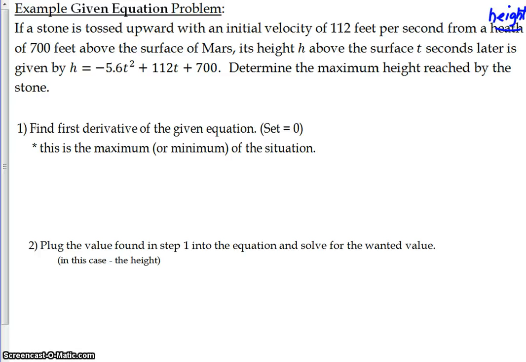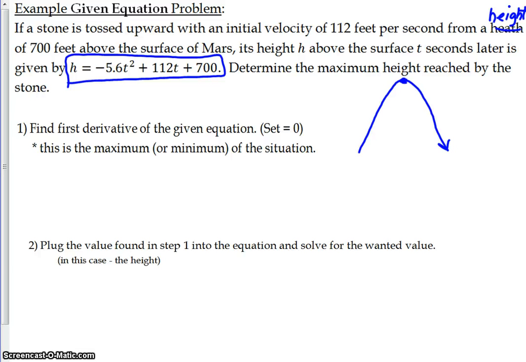So we have a stone on Mars, it's getting thrown up, it goes to a high point and it comes back down. Now Mars has a different gravitational pull than the Earth does, so that's why we maybe have a different equation than you might have seen if you were on Earth. Well, this is the formula. This looks like a really complicated problem, but it's actually one of the easier ones because they give us the formula we're trying to maximize.